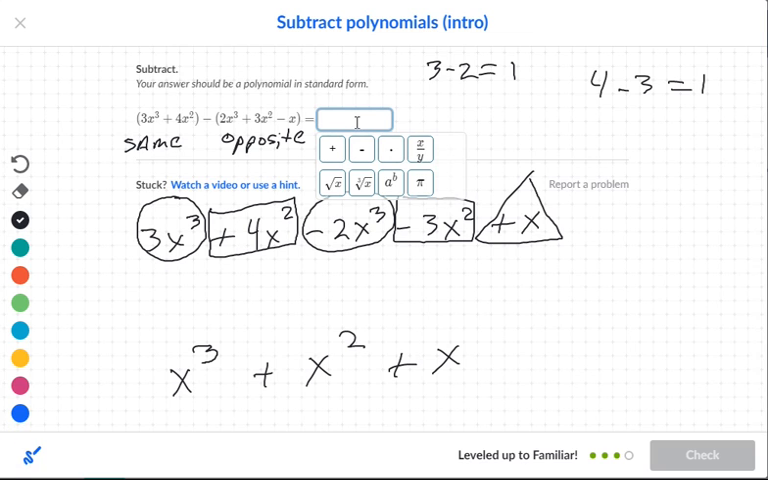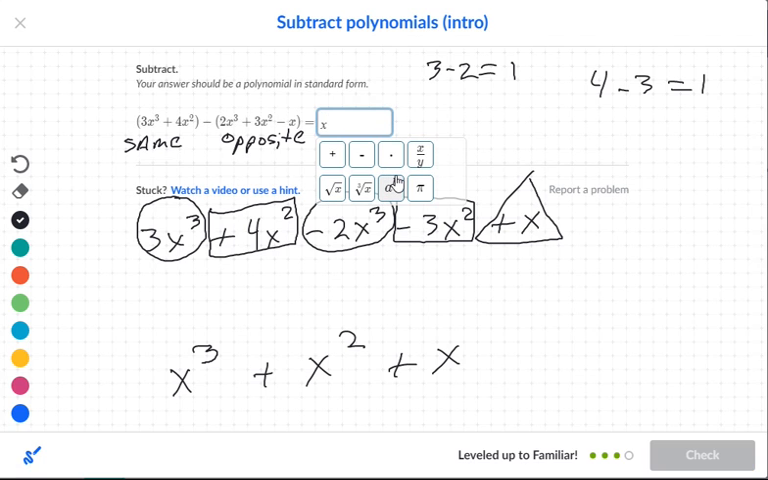So I'm going to type in my x, press my AB key, press in my 3, press my space bar, press my plus sign, then my x. So I need to put in the exponent of 2, press this AB key, put in my 2, press the space bar, and then I go plus x. So let's check it.